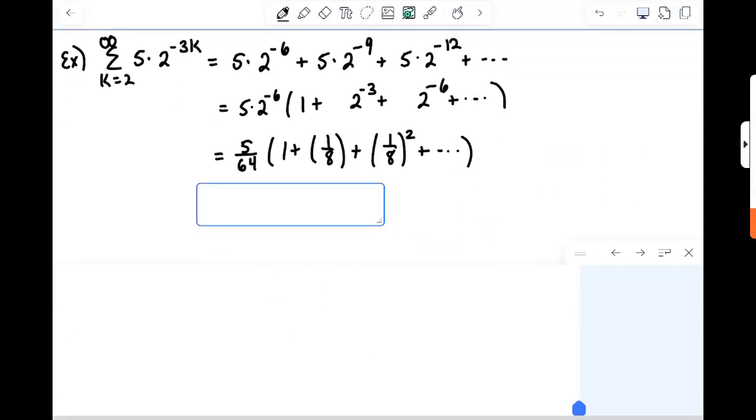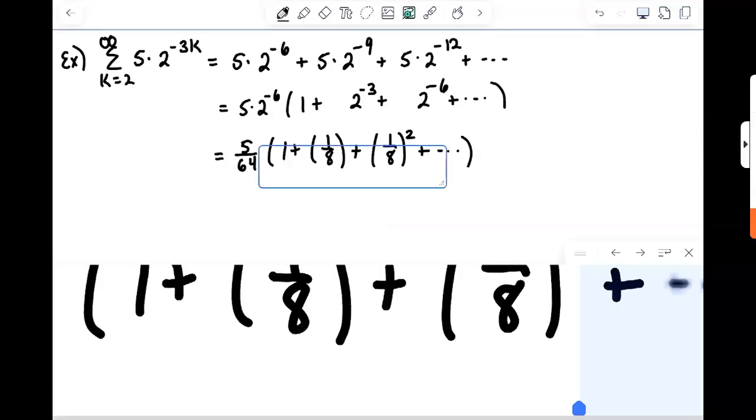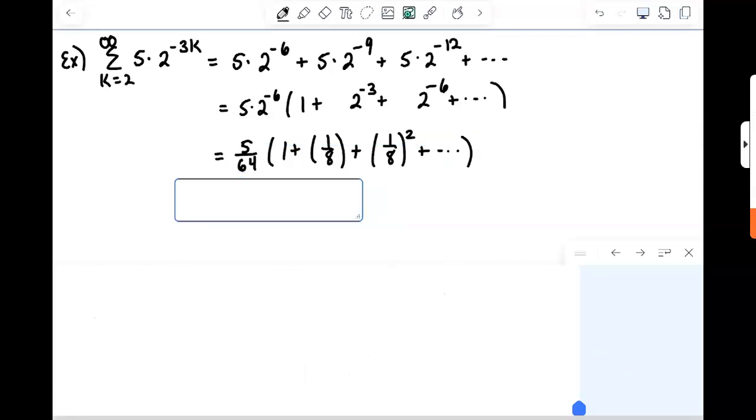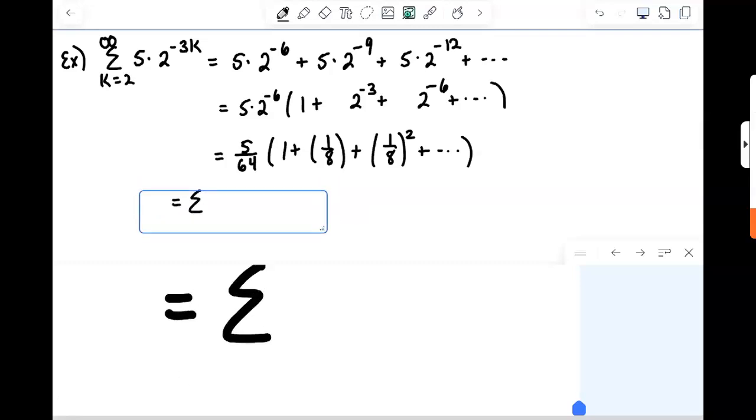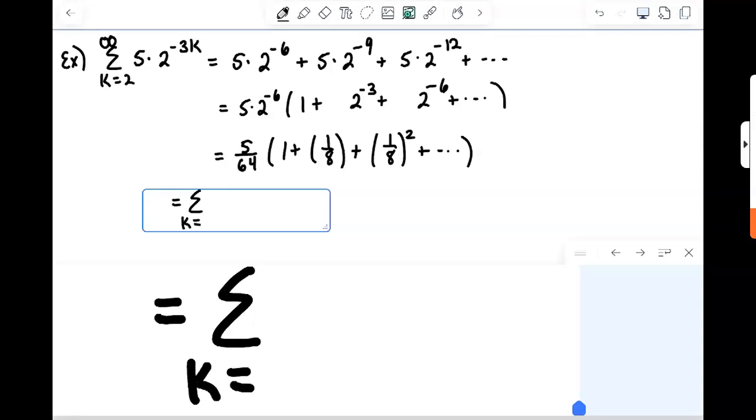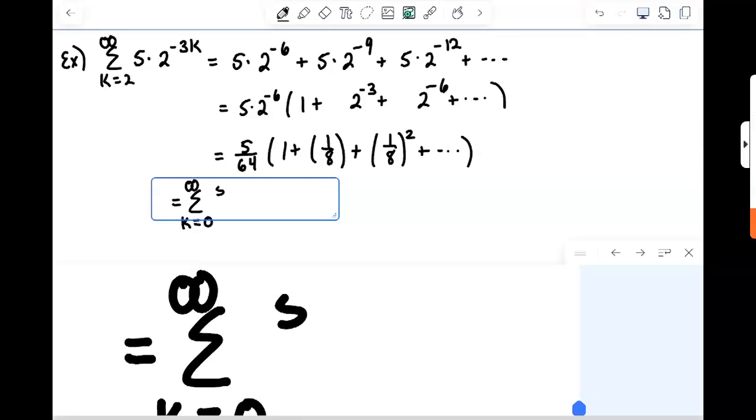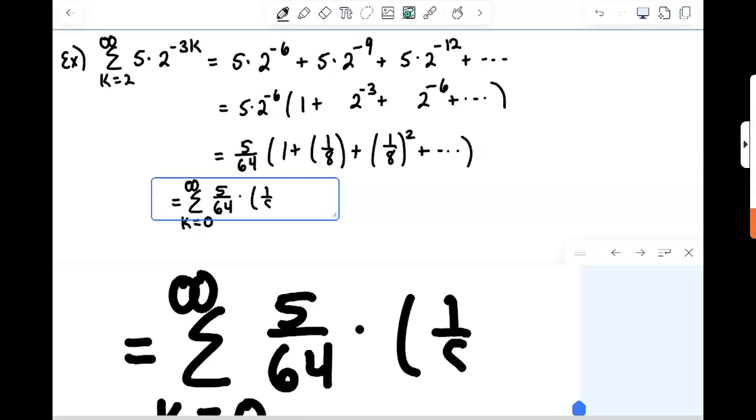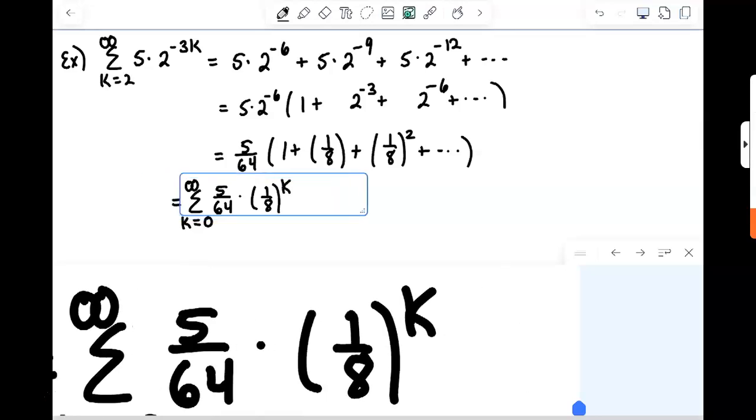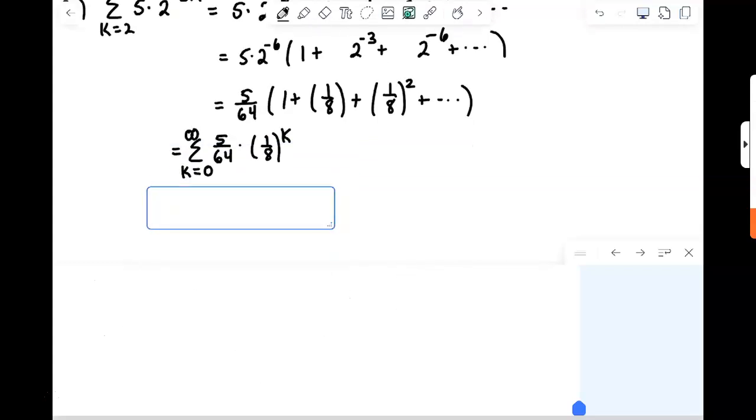So we can see now that A is 5 over 64, and the ratio is 1/8. So we can write that as the sum, as k goes from 0 now to infinity, of 5 over 64 times 1 over 8 to the k power. And now that we've expressed it as a geometric series starting at 0, we can just use our formula.